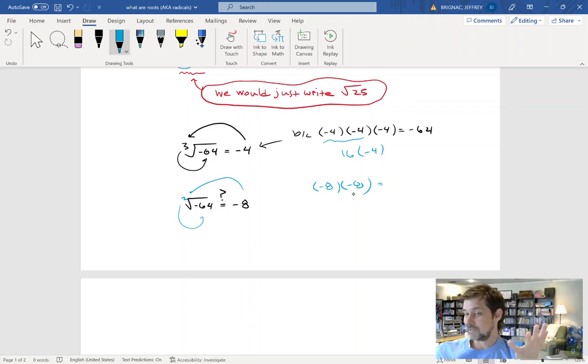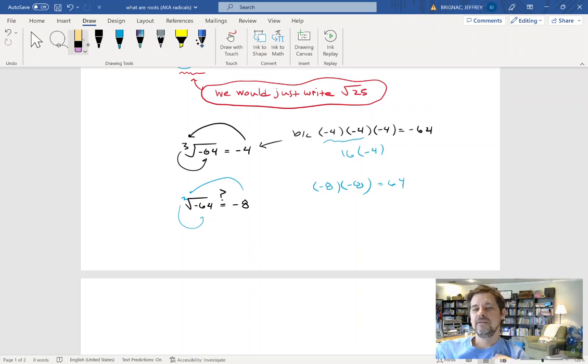But negative 8 times negative 8, a negative times a negative is positive, so the answer is positive, and I'm going to get 8 times 8 is 64. So no, this one is not correct. The answer is not negative 8. In fact, there isn't a number that you could square and get negative 64 or negative anything, because any negative times any other negative is positive.